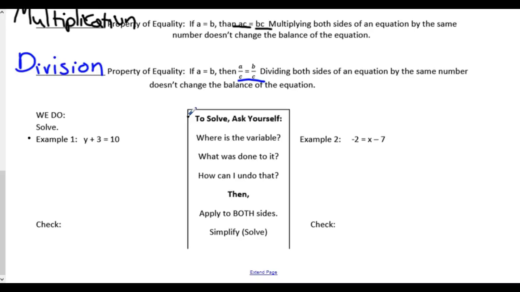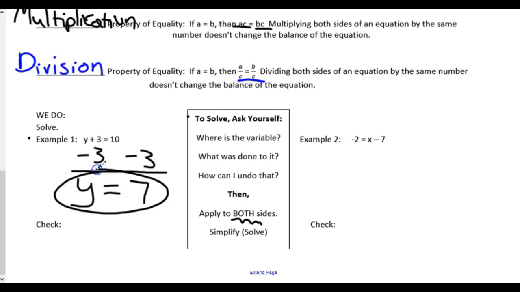So our first example, our variable is the y. That's our first question. That's the variable. What was done to it? Well, it was added by 3, y plus 3. So how do I undo that plus 3? Well, undoing addition, I'm supposed to subtract by the same number, 3. But again, in order to keep the balance, I have to do that on both sides. So I subtract 3 from the 10 as well. Y plus 3 minus 3 is just going to leave our variable y. And 10 minus 3 is going to come out to 7. So there's our answer, y equals 7.